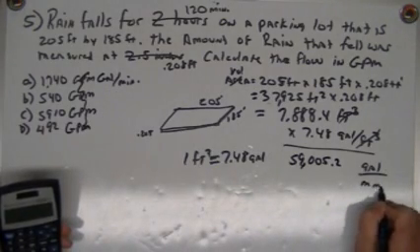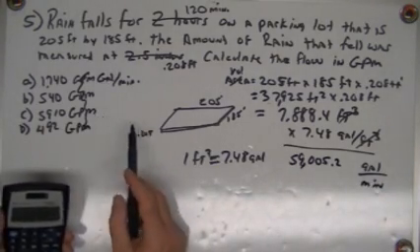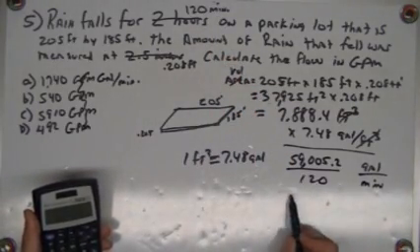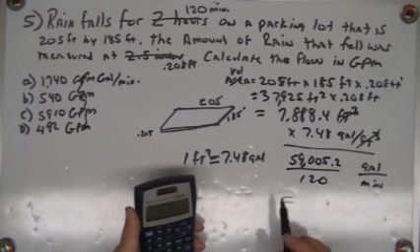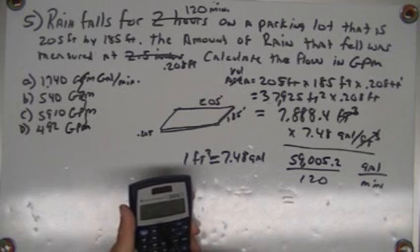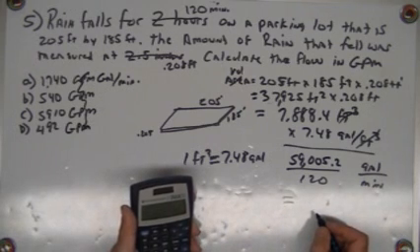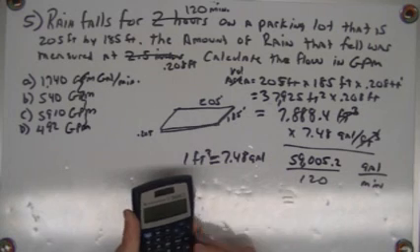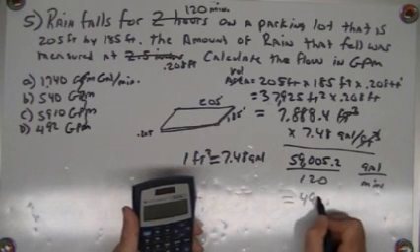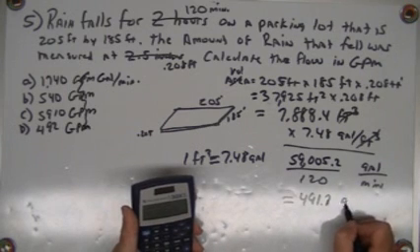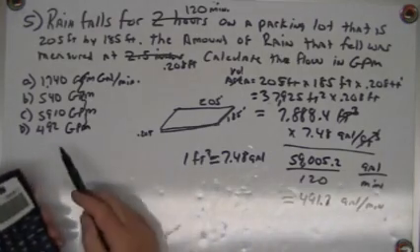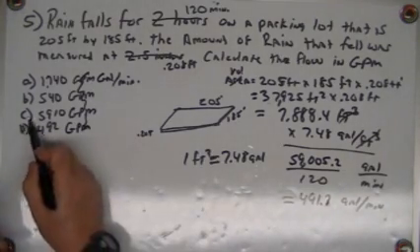So I'm going to need minutes. Now where's the minutes? 120. So I'm going to divide it by 120. 59,005 divided by 120 minutes, and I'm going to get 491.7 gallons per minute. I put a decimal point with my marker. And that's going to be 492 gallons per minute. So the answer is going to be D.